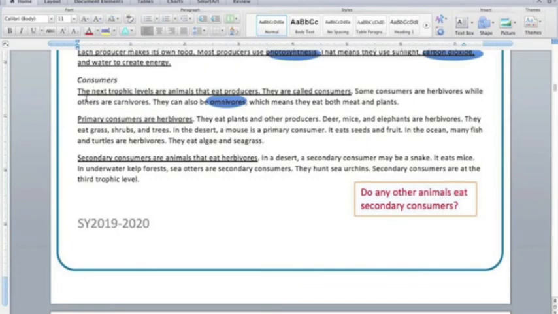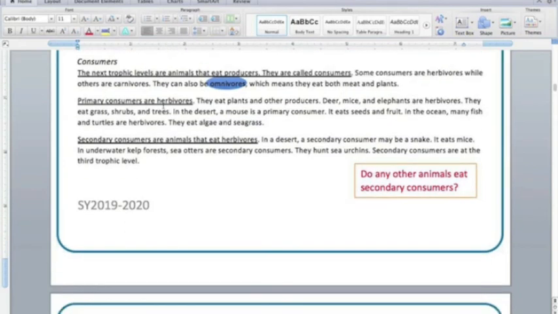Consumers. The next trophic levels are animals that eat producers. They are called consumers. Again, I underlined that straight away. It helps me to understand what a consumer is, and that is an animal that eats a producer. Some consumers are herbivores while others are carnivores. They can also be omnivores, which means they eat both meat and plants. Here I circled the word omnivore. It gives me a definition, but we want to make sure we're catching it. So I make sure I circle it. As soon as I saw it, I thought, oh, what's an omnivore? I circled it, but it gives me a definition right after, which is omnivores eat both meat and plants. Okay.